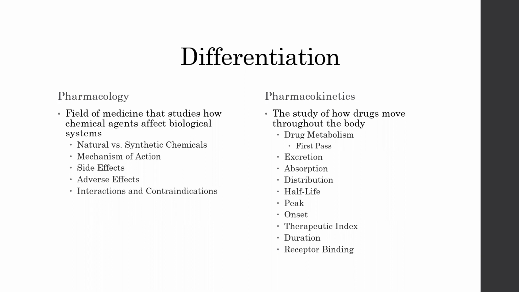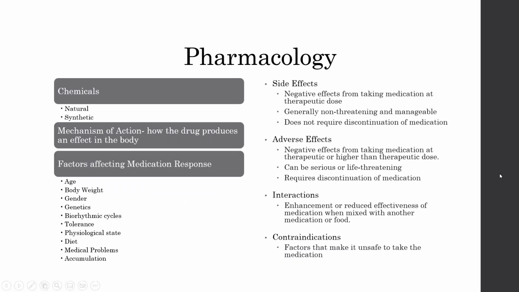Pharmacokinetics is the study of how drugs move throughout the body. This involves drug metabolism in the first pass metabolism, excretion, absorption, distribution, half-life of the medication, the peak and onset and duration of the medication, the therapeutic index, and receptor binding.